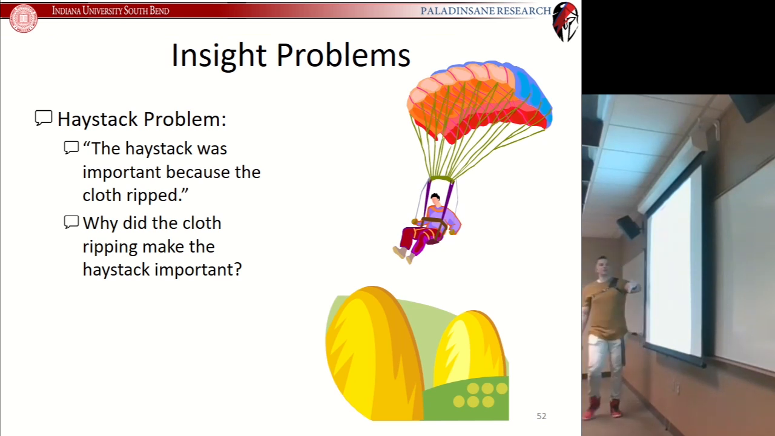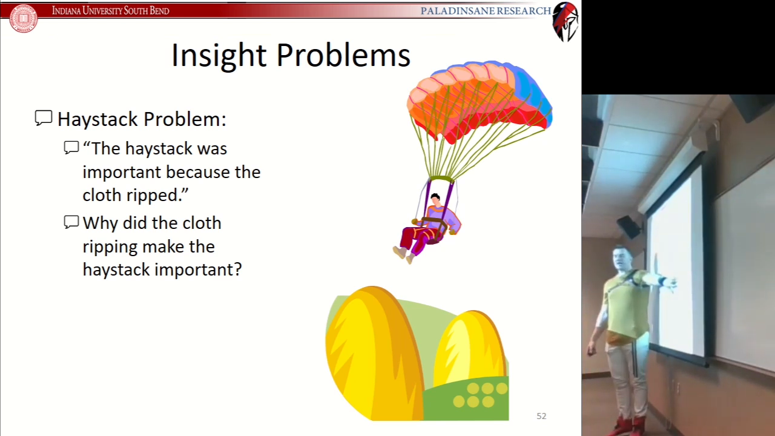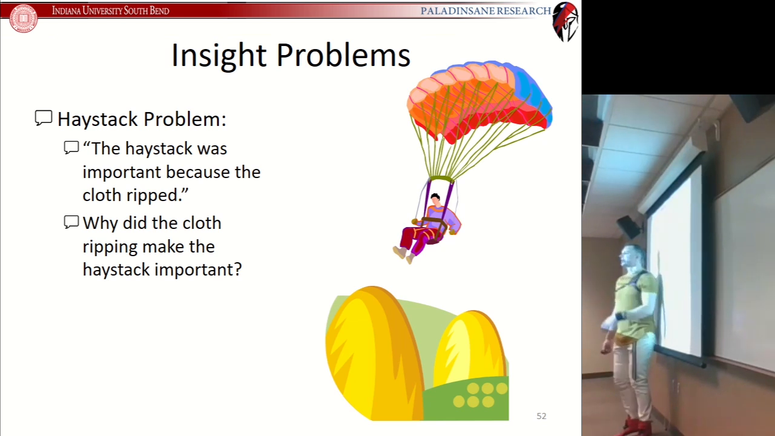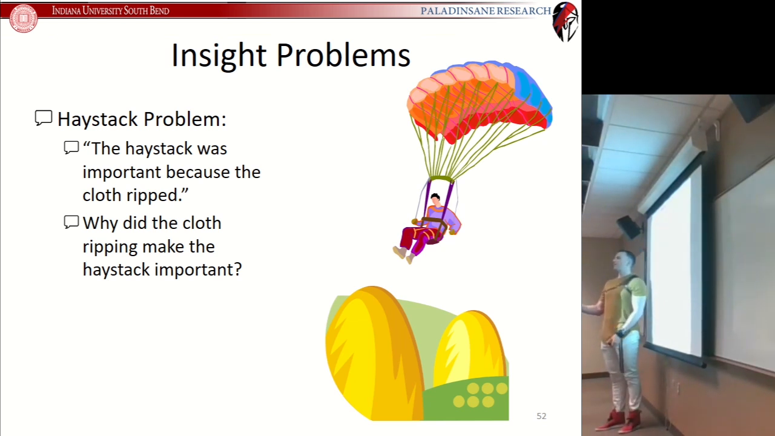So notice that once I gave this solution, a lot of you were like, oh yeah, right? Insight. All of a sudden you're like, of course. And notice it's a very simple solution, right? Not one of you is sitting here going, whoa, back up a second. The parachute ripped. There's gravity. All of you get it immediately, right? All of you are like, oh, of course.